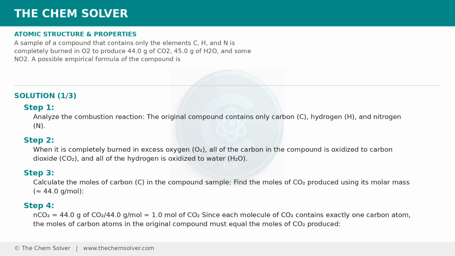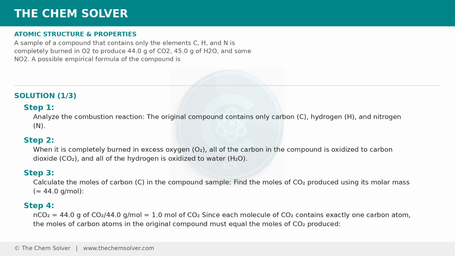Analyze the combustion reaction. The original compound contains only carbon, C, hydrogen, H, and nitrogen, N. When it is completely burned in excess oxygen, O2, all of the carbon in the compound is oxidized to carbon dioxide, CO2, and all of the hydrogen is oxidized to water, H2O. Calculate the moles of carbon, C, in the compound sample.